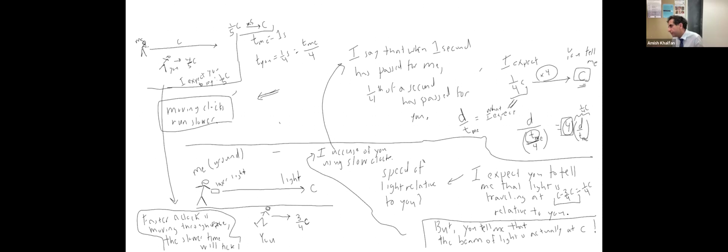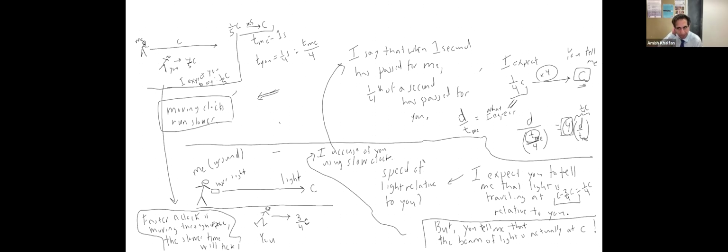So I say, oh, I got it. Your clocks are running slowly compared to mine, so that when 1 second elapses for my clock, just 1/4 of a second elapses for yours. And that would explain why there's a factor of 4 being multiplied by what I expect so that you get c, right? So I say that your moving clock is running more slowly than mine.